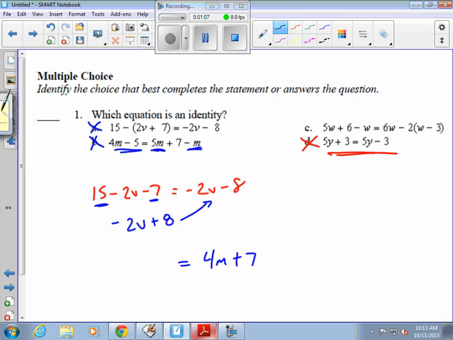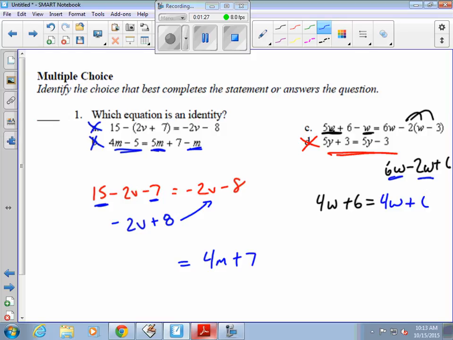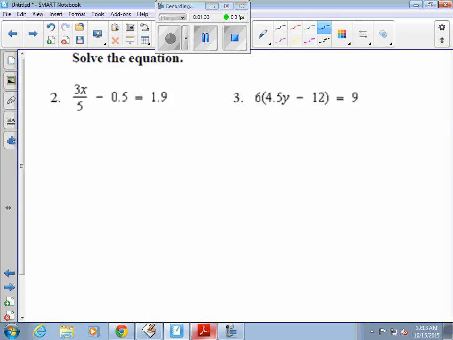Combine your like terms, 5w and negative w, you get 4w. You still have plus 6 right there. When you distribute negative 2 to both of these, you get 6w minus 2w plus 6. And when you combine 6w and negative 2w, you get 4w. That looks the same as the left side, plus 6. That is the same as the left side. C is the first one. The other three are close, but none of them are exactly the same.